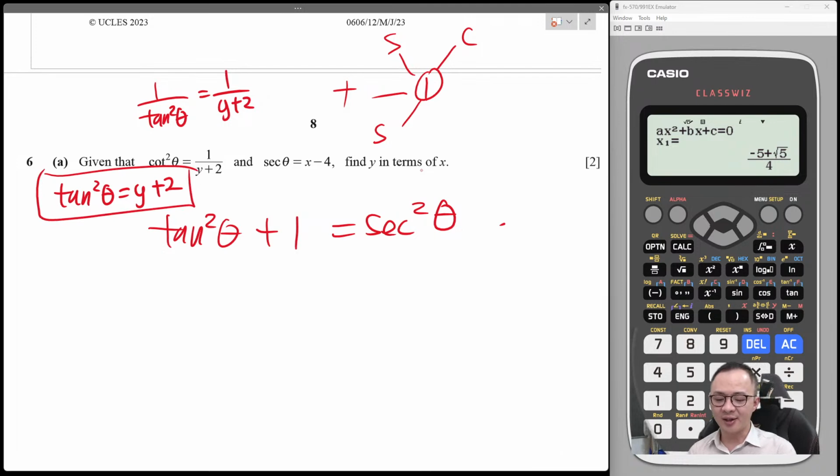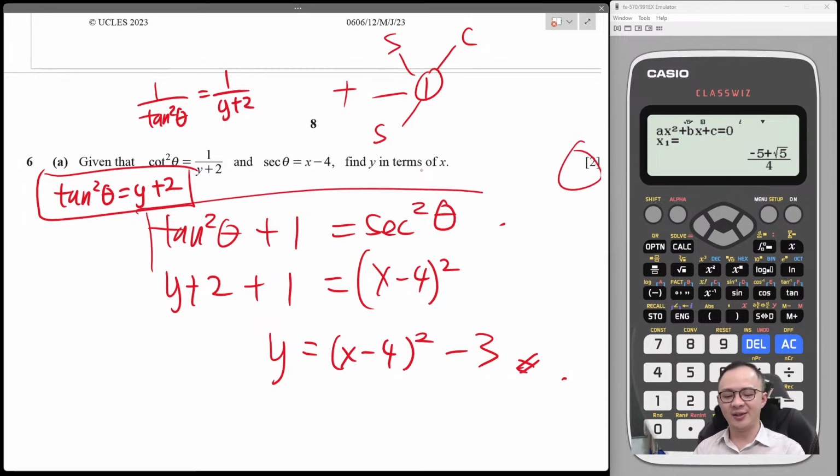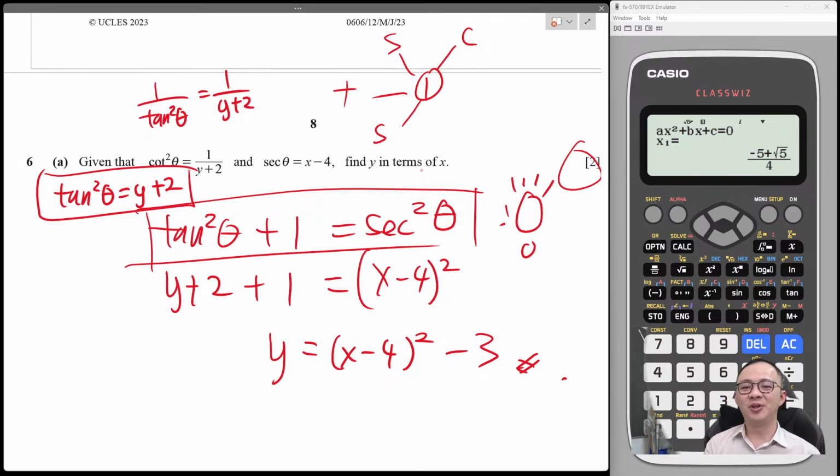Then second, yeah, second is fine. So I'm going to insert lah. So this is y plus 2 plus 1 equals to x minus 4 square. So, yep. So y equals to x minus 4 square minus 3 lah. Done. Okay, just 2 mark. I think only important is need to think, come out the idea. You need to use this formula. Once you know you need to use this formula, then everything should be quite easy.